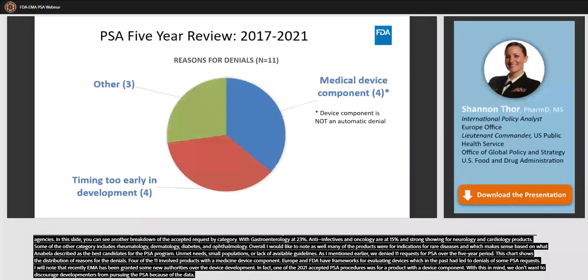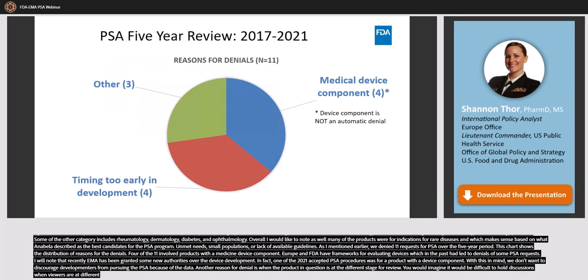Another reason for denials is when the product in question is at a significantly different stage of review at each agency. You can probably imagine that it would be difficult to hold discussions when reviewers are at very different points in their process. And this is especially the case when we have seen a PSA applicant who has not had previous interactions with FDA via the IND or pre-IND pathways before.